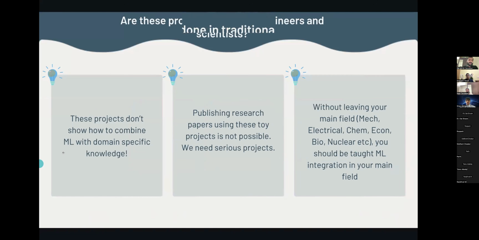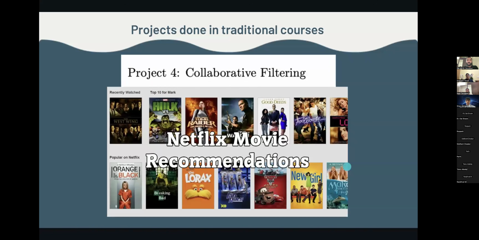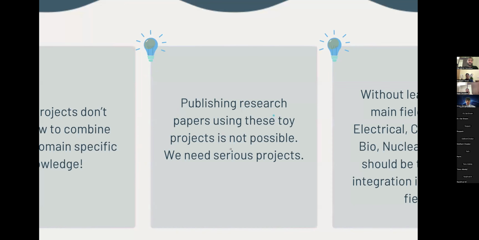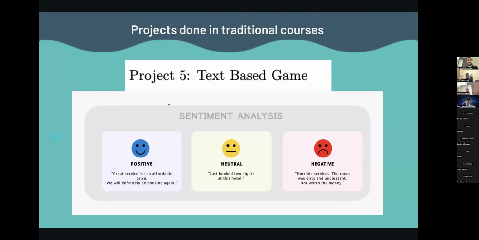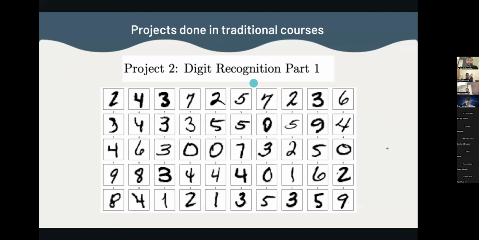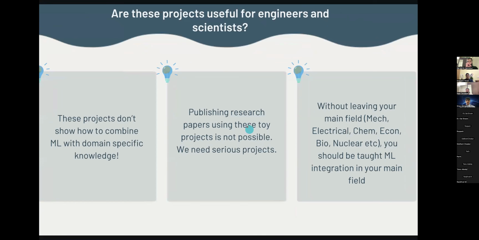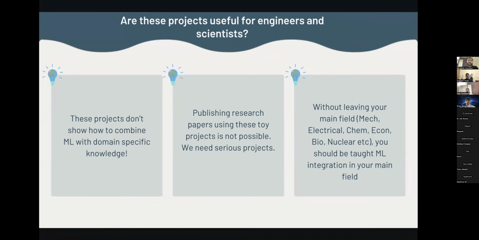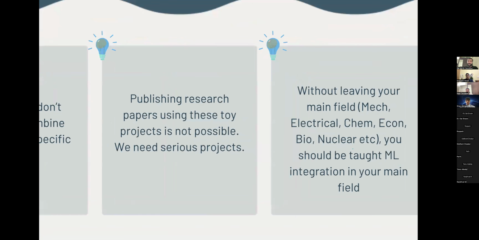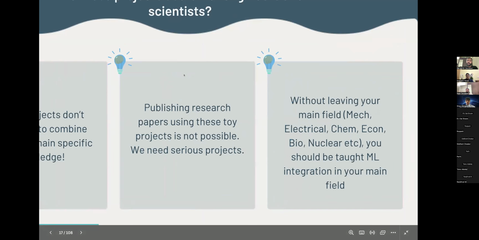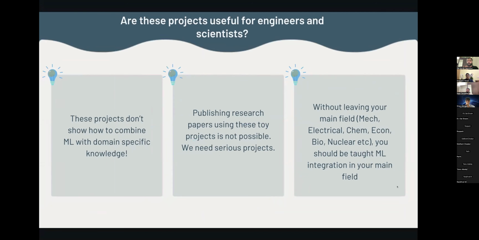The second problem with these projects, and that's a very big problem, is that we cannot publish research papers with these projects. Why? Because these are toy projects. They are not serious projects. Literally anyone in the world right now can just take the code for these projects, run it on their machine in 2 hours, and put it on their resume. These are not serious projects. Doing these projects and adding them to the resume will not qualify you as a serious machine learning candidate. That's the second drawback with these toy projects. The third main drawback, as I already mentioned, is that without leaving your main field, you should be taught how to integrate machine learning in your main field. That's the main thing which we should really focus on.